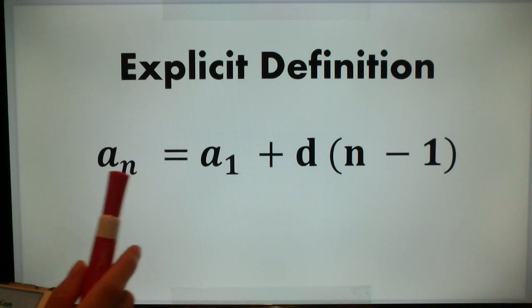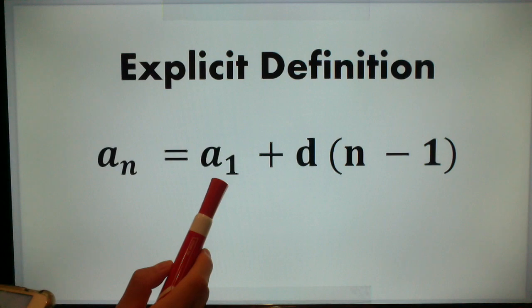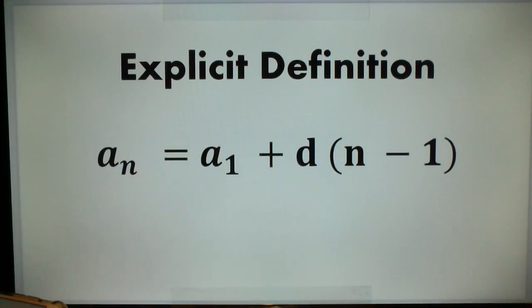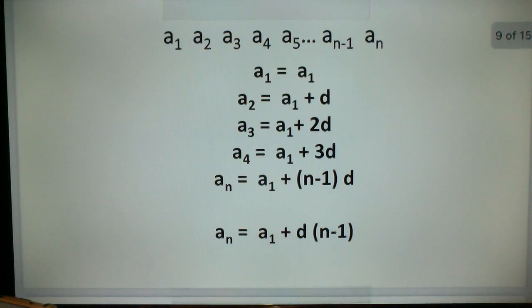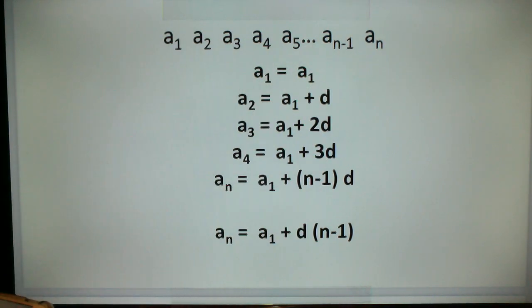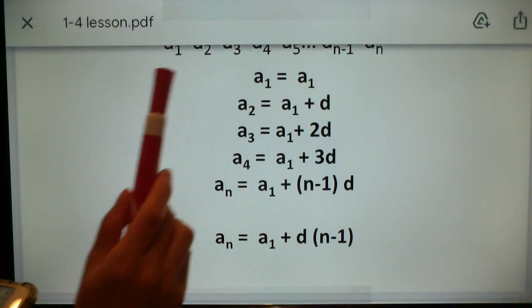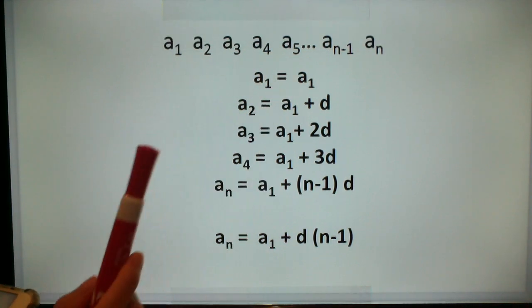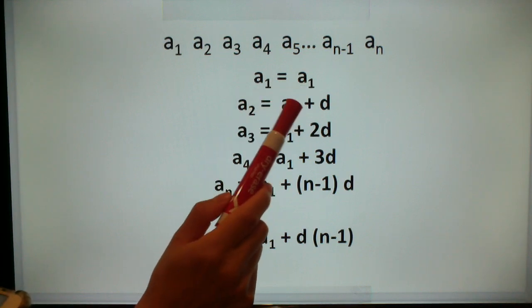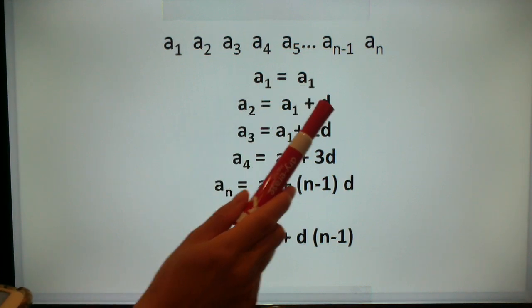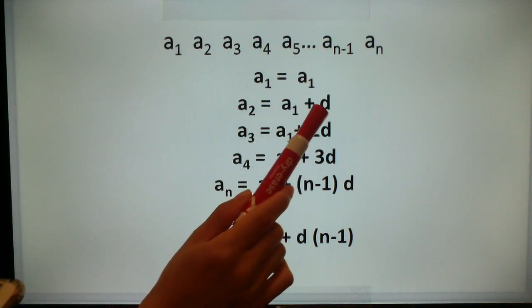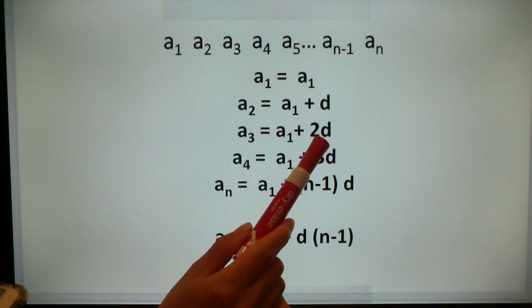Instead, you need to know the very first term value and the common difference. Okay, so I'll give you an example. Let's say the sequence is A1, A2, A3, up to AN. So this is obvious: A1 is A1, right? If you want to know A2, you need to add the common difference D: A1 plus D. And A3 is, to the A2, you are adding one more D.